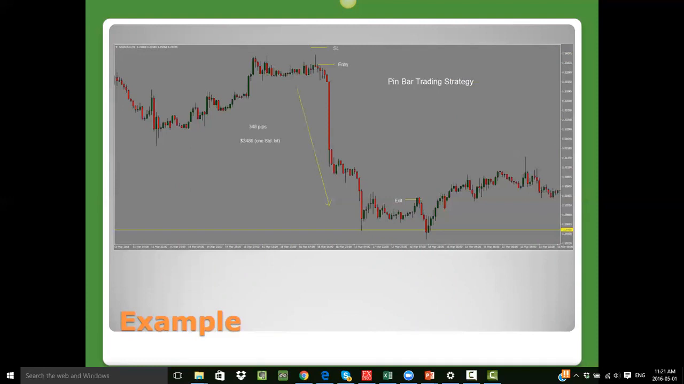Any questions so far? Okay, so this is making sense. All right, so we're looking at US dollar CAD, a 1 hour chart again. And as you can see here, we see a nice bearish pin bar. So there's a red candle, rejection to the long tail, rejection to the upside.